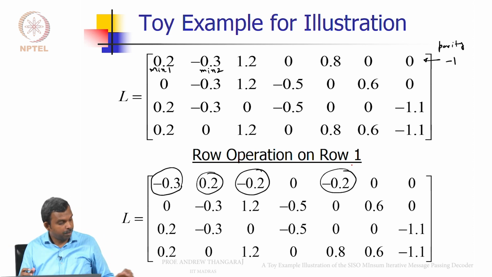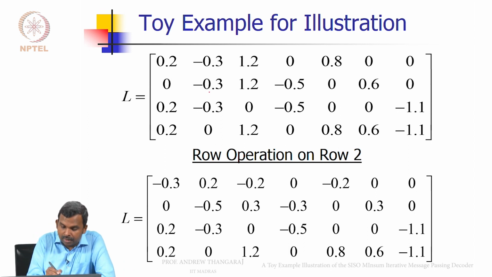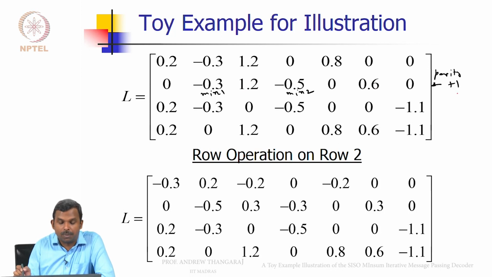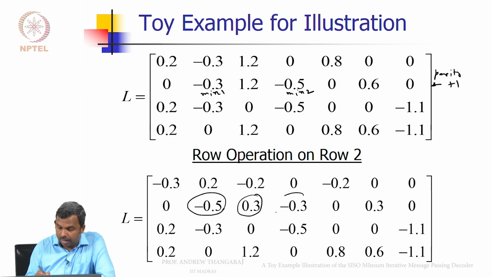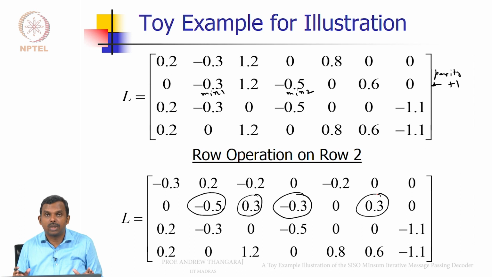Okay. So, now we can repeat this for every row. So, you do row 2, you see here this is min 1, this is min 2, and the overall parity is plus 1, because minus 1 into plus 1 into minus 1 into plus 1, it became plus 1. So, now what do I do? The min 1 I replace with the min 2, minus 0.5, everything else is 0.3 and the sign is retained as the original sign. Wherever it is positive, it is positive. So, I do not want to illustrate any further than this, hopefully you can see in every row you do row operations like this.